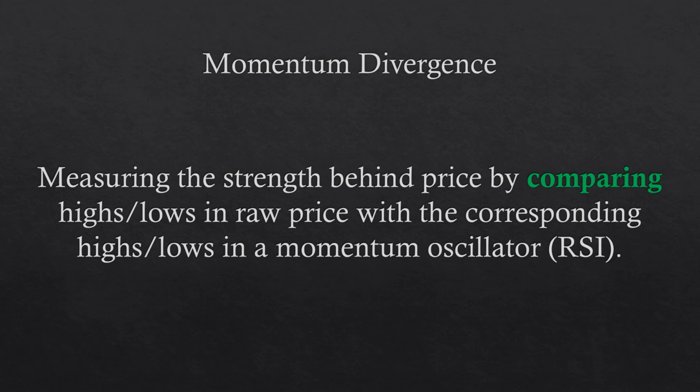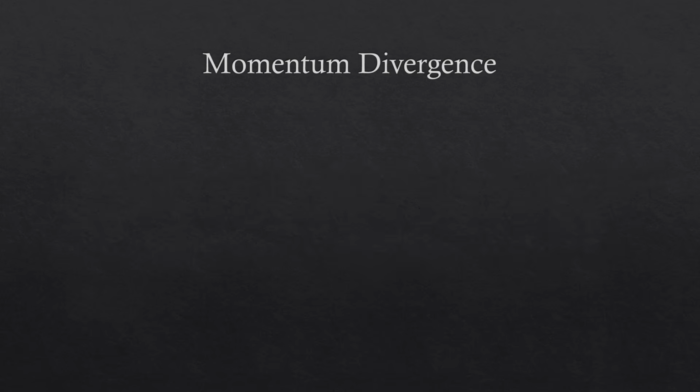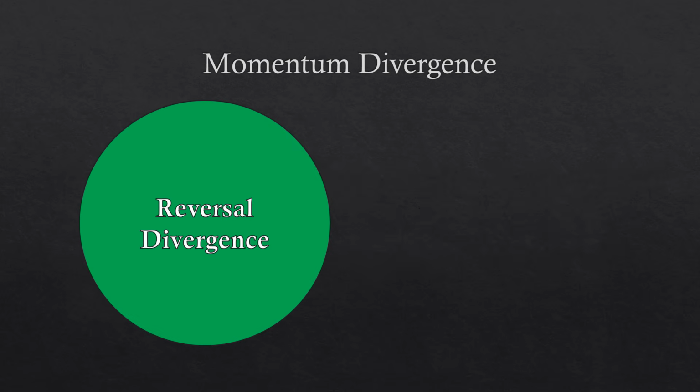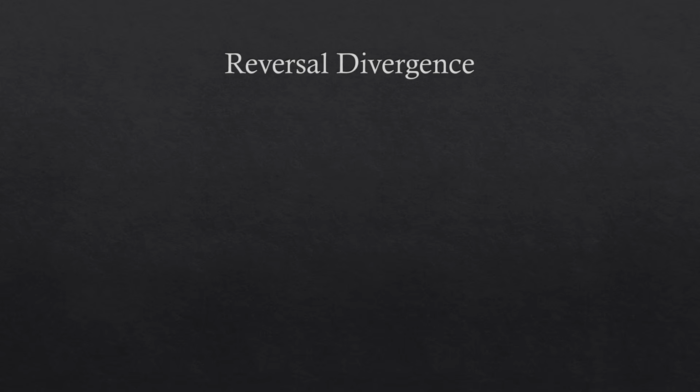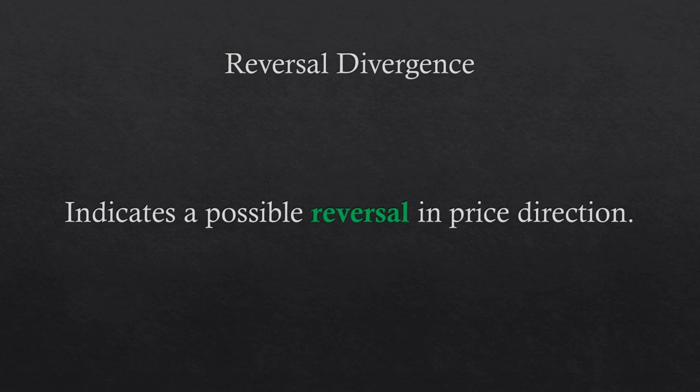We have basically two types of momentum divergence. The famous reversal divergence, which indicates a reversal in price direction, and the continuation divergence, also called hidden divergence, which indicates a continuation in price movement. For both types of momentum divergences, we have the bullish and the bearish versions. Let's begin by taking a look at the reversal divergence first, because it's a little easier to see. We'll start with the bearish version first.